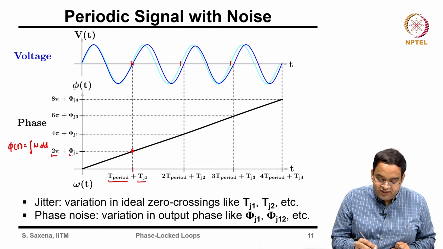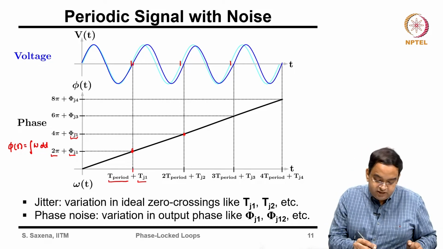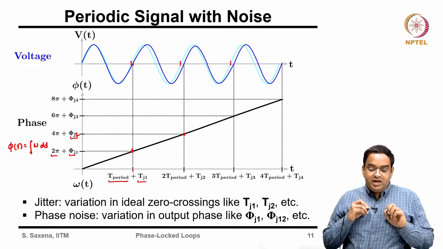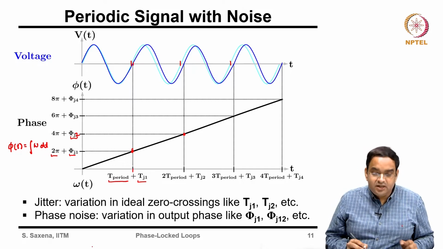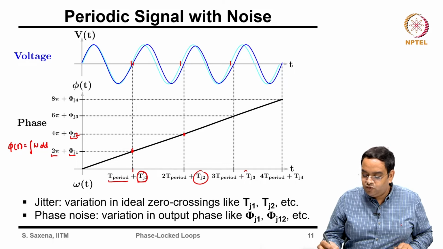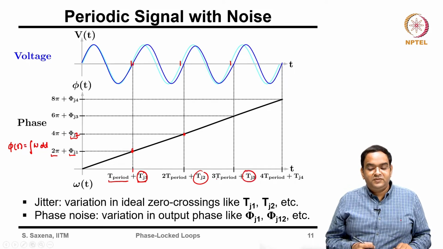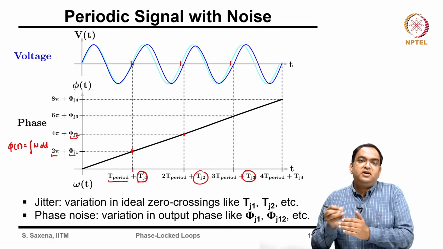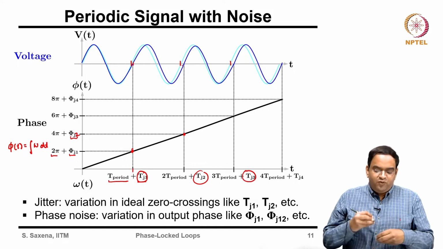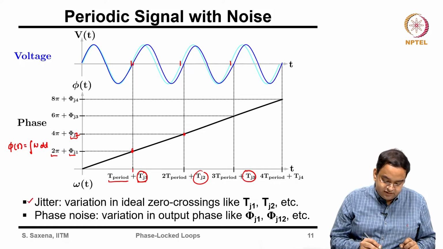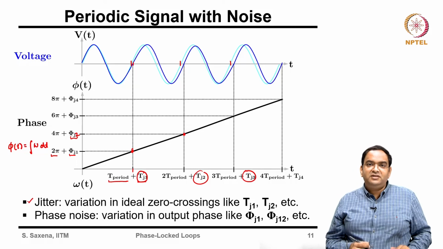It is 2 pi plus some phi j 1. Here it is 4 pi plus some phi j 2, in this particular case phi j 3 and so on. When we are talking about the variation in the zero crossing, that time we are talking about t j 1, t j 2, t j 3 and so on. What is t j 2? It is the variation in the time period of the waveform, which in normal convention, in this particular course, is the term used to define jitter.